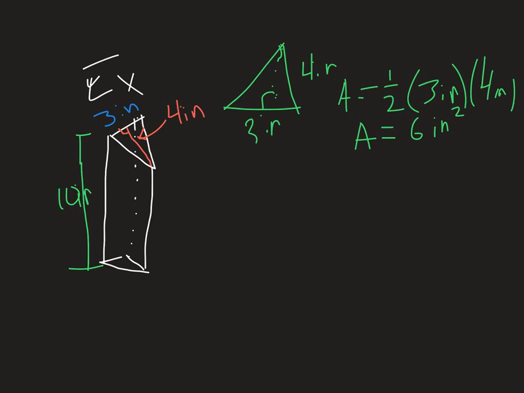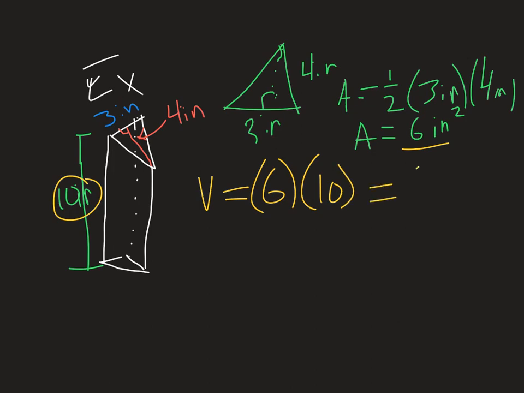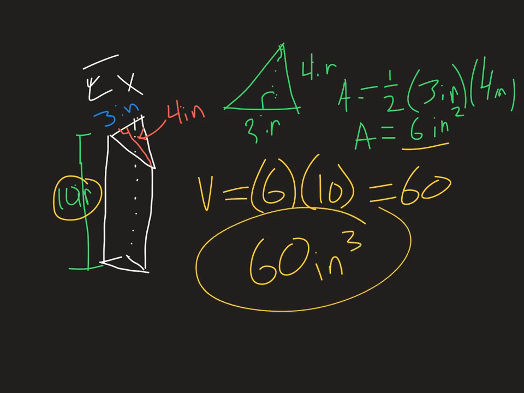So then I have to take this number, the area of my base, times the height, which in this case is 10 inches. So the volume of this prism is going to be 6, because that's the area of my base, times 10, which is 60. So ultimately my volume is 60 cubic inches, or inches cubed in this case.